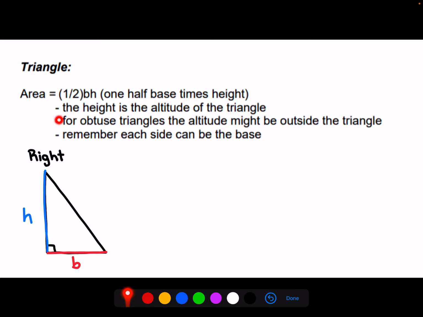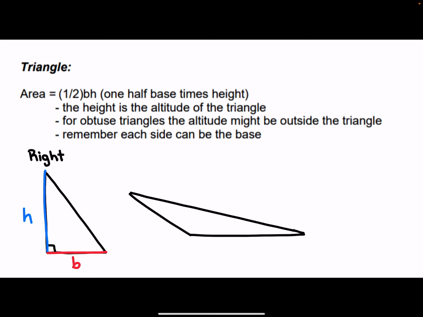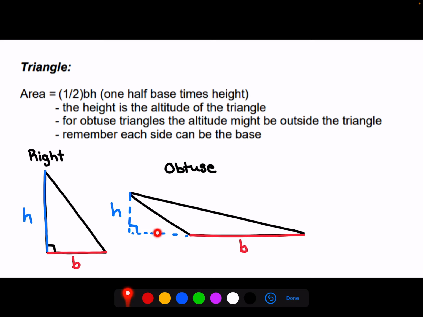For obtuse triangles, meaning one of my angles is larger than 90 degrees, the altitude may be on the outside of the triangle, and we'd have to draw auxiliary lines in order to find that altitude, in order to find that height. So of course I can see the height is on the outside, and it intersects at 90 degrees to the extended base. So I draw my auxiliary line extending the base out, and we still have that 90-degree angle. Again, super important that height and base intersect at 90 degrees.